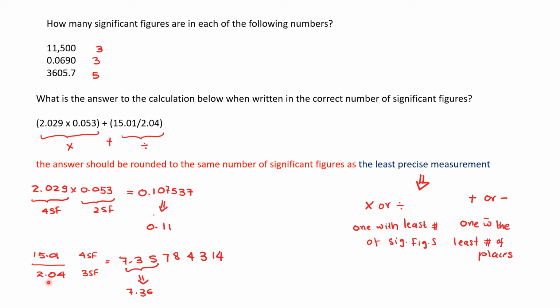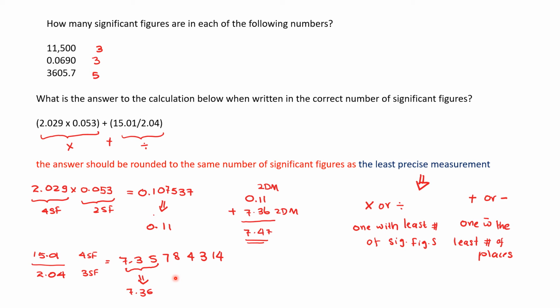In this case also we need to find the number with the least significant figures. This one has 4 significant figures, this one has 3 significant figures. If you do the calculation in the calculator, this is the number you are going to get. So you have to round to the correct significant figures. In this case, the lowest number of significant figures is 3. We are going to round this to 3.